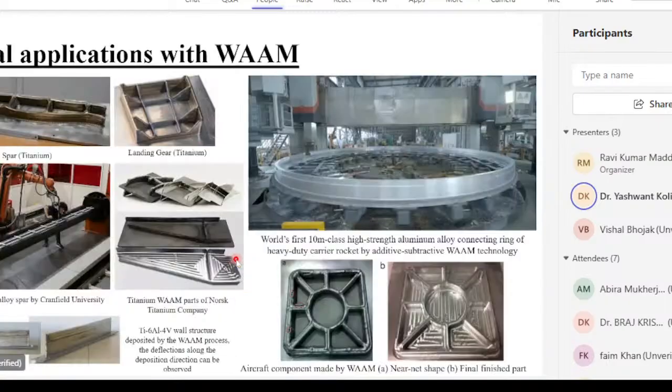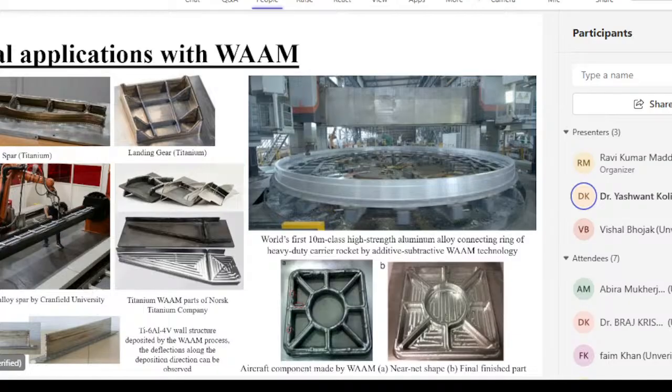Typical applications with WAM: you can see a wing spar made of titanium. These are all made with CMT WAM. This landing gear is also made of titanium. You can see a 10-meter aluminum alloy part, and these 10-meter aluminum alloy connecting rings are made for rockets. And these aircraft components, Ti-6Al-4V single-wall titanium structures, are being fabricated.